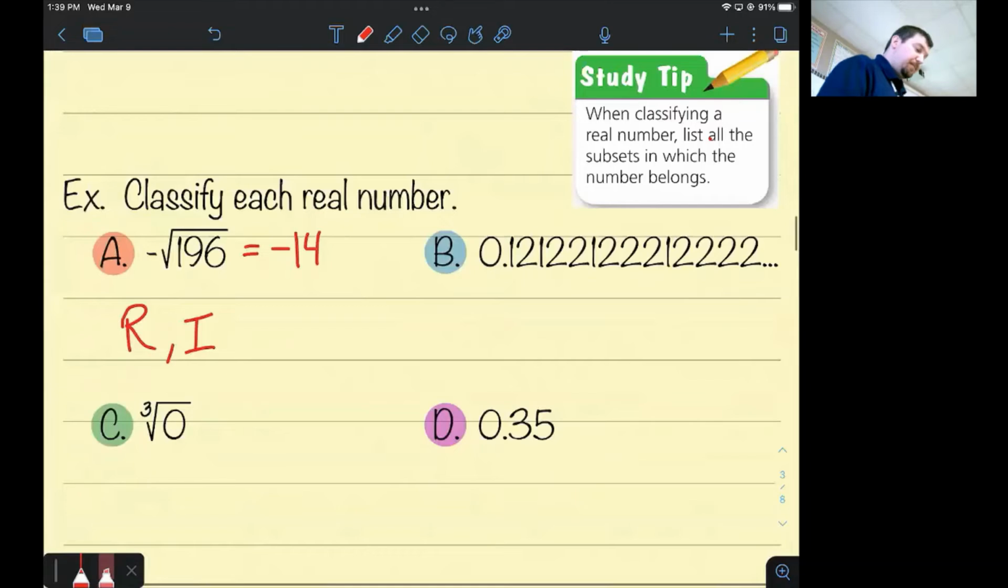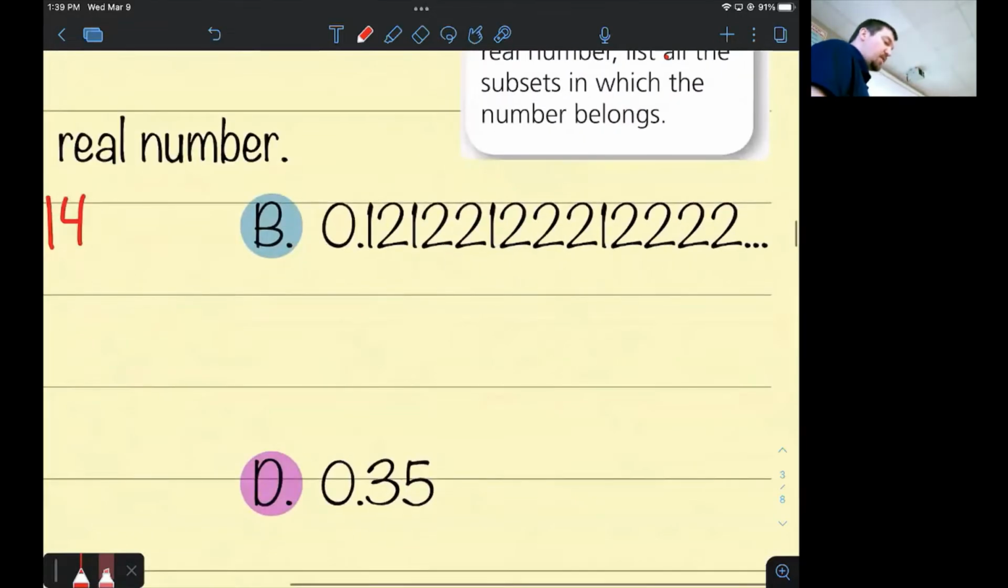What about this one? 0.1212212222222. Sky? It's not irrational, actually. Do you see the pattern? It's repeating 1 and then 2 and then 1 and then 2 2s. 1 and 2 2 2, 1 2 2 2 2, and we can assume the next one's gonna be 1 and then 5 2s, right? We can predict what the next number is gonna be, so it's actually rational.